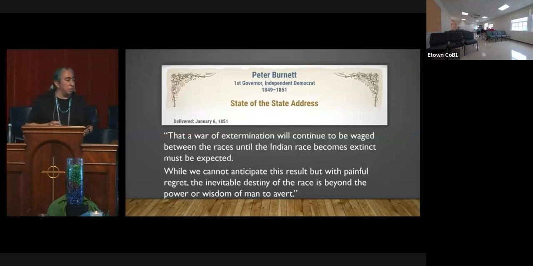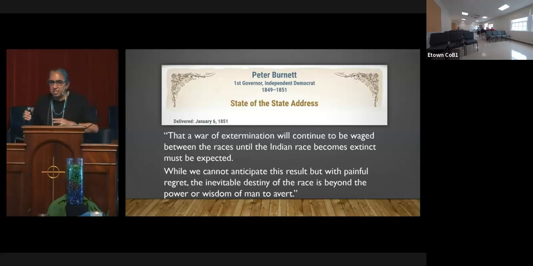And we knew what we were doing. In California, in 1851, Peter Burnett, the first governor of California, gave his State of the State address. He said that a war of extermination will continue to be waged between the races until the Indian race becomes extinct must be expected. While we cannot anticipate this result but with painful regret, the inevitable destiny of the race is beyond the power or the wisdom of man to avert.